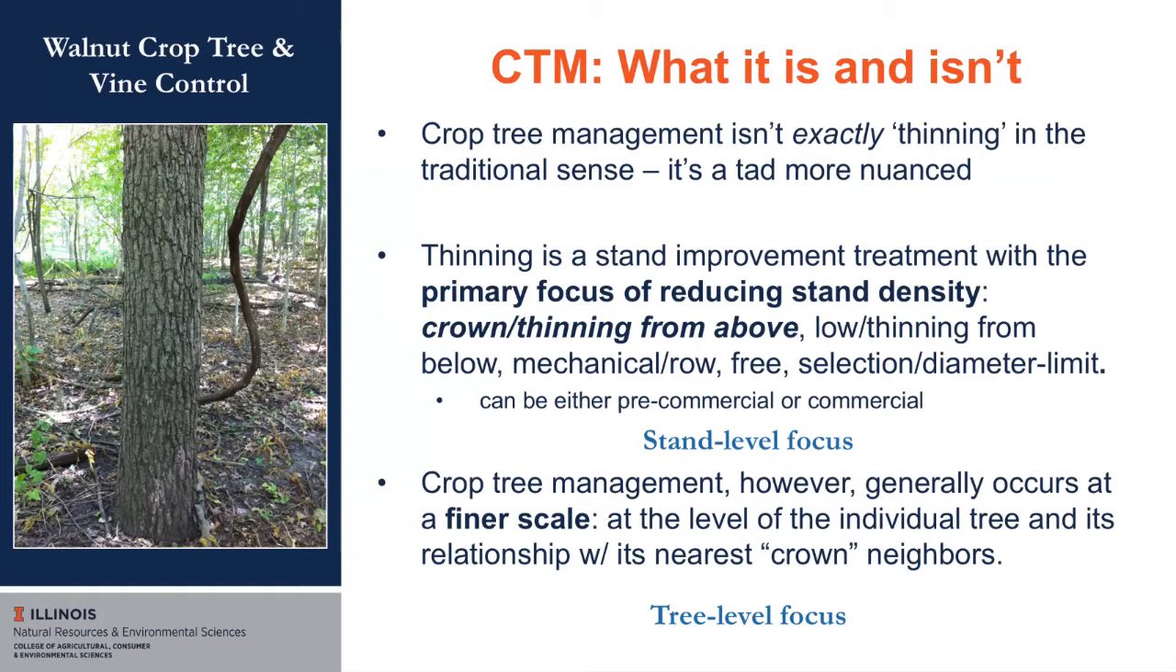So thinning is typically applied holistically to the stand, where crop tree management occurs at a much finer scale, all right? Crop tree management is applied to a given stand, but the release of the crop trees is at an individual tree level, and its relationship with its nearest crown neighbors, all right?